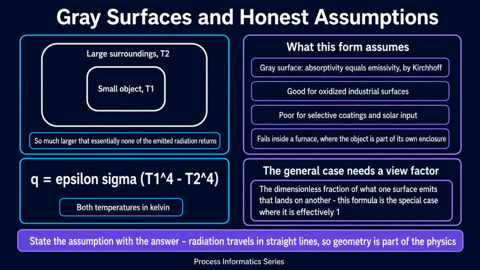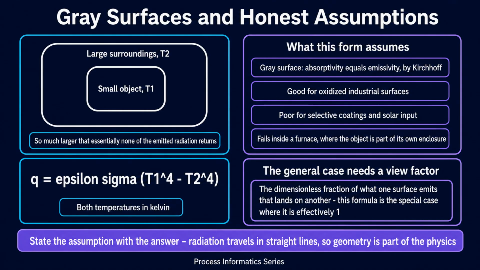A hot surface both emits and absorbs, and only the difference matters. For the common case of a small object in large surroundings, meaning a pipe, a vessel, or a person enclosed by walls or sky so much larger that essentially none of the emitted radiation comes back, the net flux simplifies to Q equals epsilon sigma times (T1 to the fourth minus T2 to the fourth), with T1 the surface and T2 the surroundings, both in Kelvin.